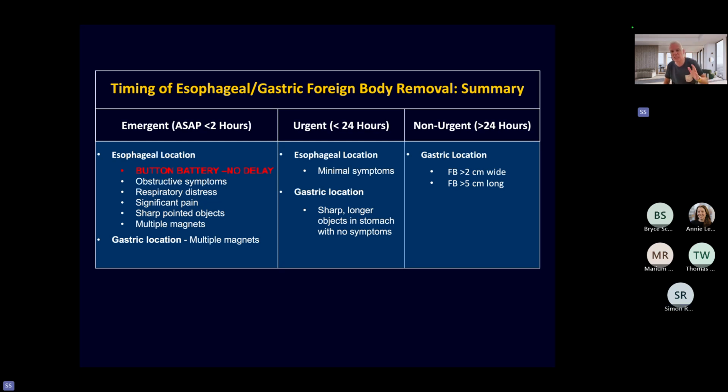Now, this is a guide. It's not a Bible. So you really have to judge each case on its own merits before making that decision. Sometimes, it's a discussion with the parents, and they make a demand that you get it out right away. Well, you are to then tell them the likelihood of what's going to happen. But in the end, if you think this foreign body is eventually going to have to come out, the timing becomes less important, except for the emergent, where there is no discussion.